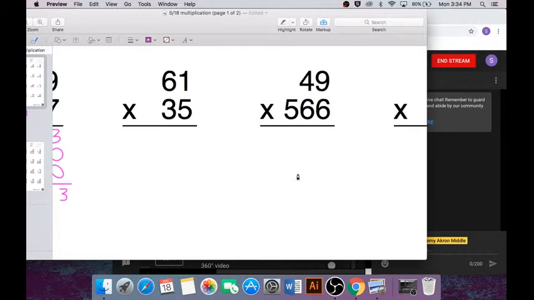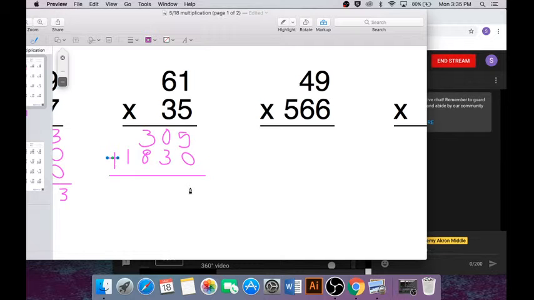Our next one, we have 61 times 35. So we're going to start with 5 times 1. 5 times 1 is 5. 5 times 6 is 30. And then we're going to move over to our 3. We're going to put a 0 to hold our place. We have 3 times 1 is 3. 3 times 6 is 18. And we're going to add those together.